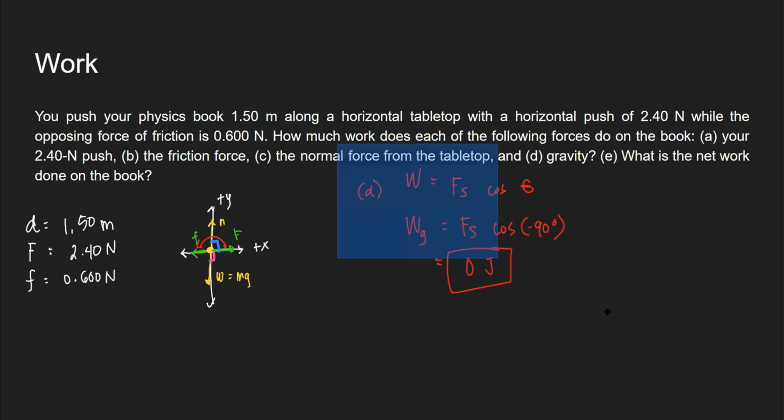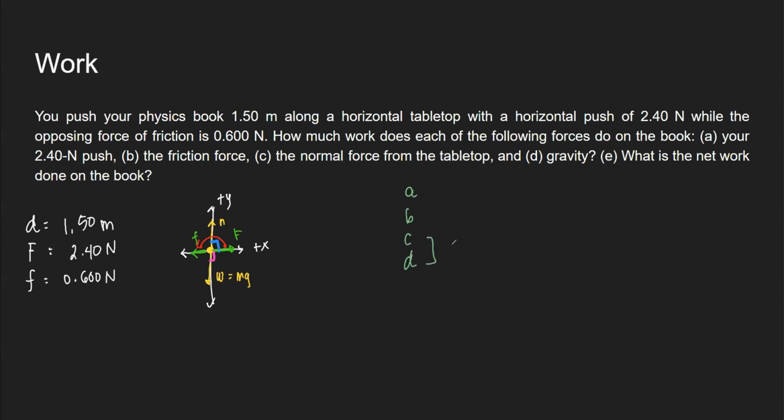Now, the last question is, what is the net work done on the book? After all those things, we know that the last two were 0. So A, B, C, D: last two 0. We had the push as 3.6 joules, the friction -0.9 joules, and then 0, 0. Just add, and you'll have 2.7 joules. This is the net work done on the book.